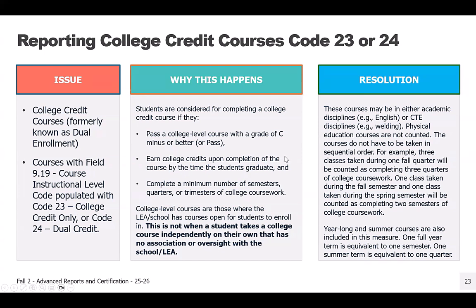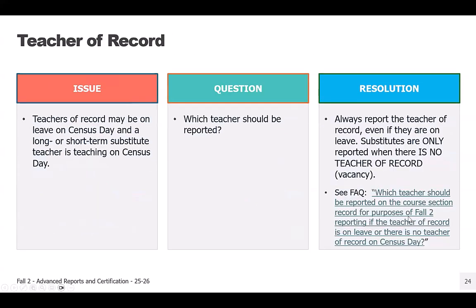So this is not when a student takes a college course independently on their own that has no association or oversight with the school or LEA. That's really important for all of you to remember and keep in mind as you're submitting your college credit courses. And there's some additional information on this slide as well that you can review.